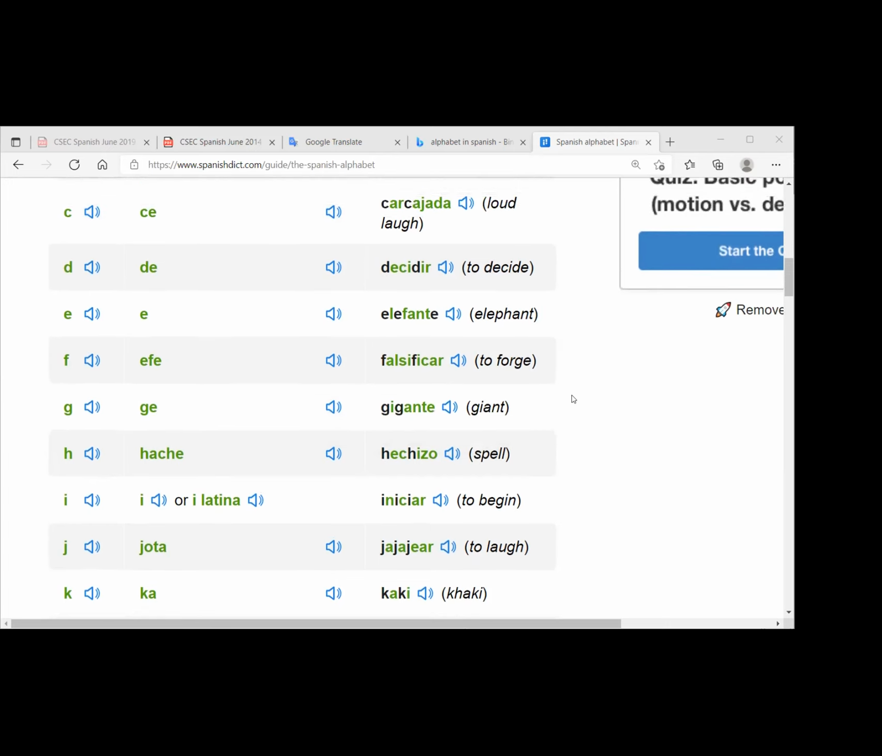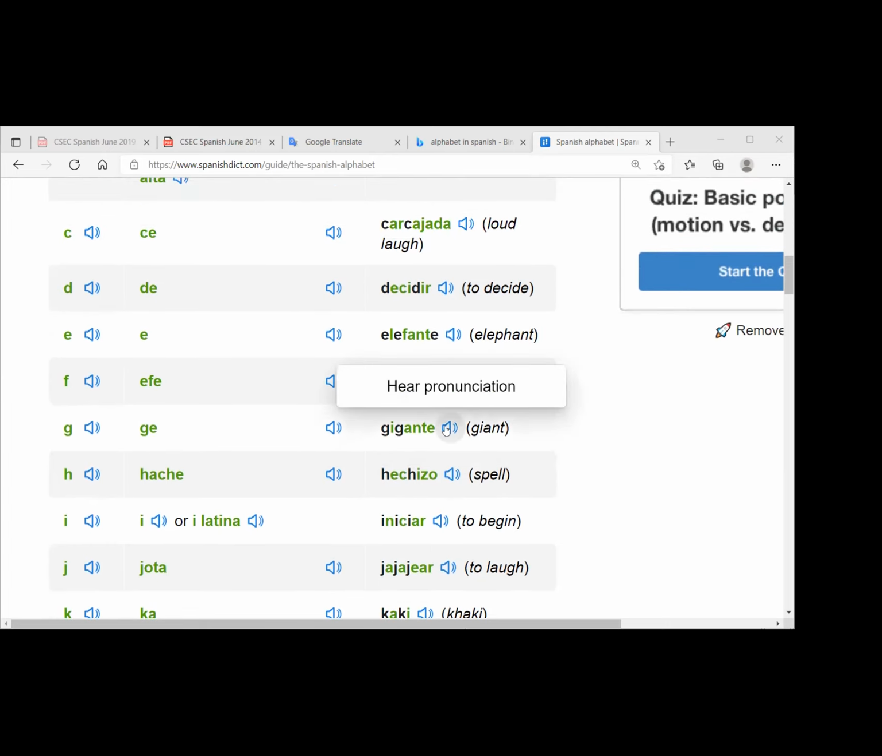Gigante. Now, you will find many of these lessons on the internet. They are by Spaniards from Spain, so the pronunciation might be a little different to what you hear here. Falsificar. But it's a very small difference. It's not like the difference between American English and British English.